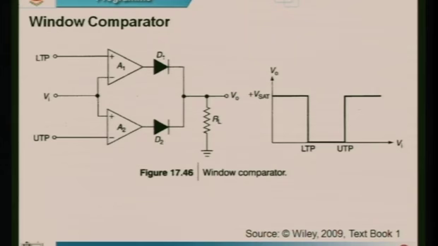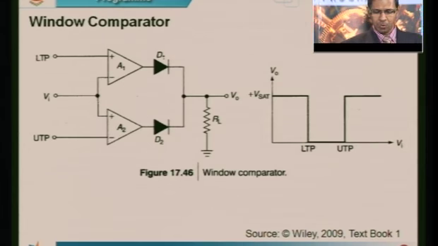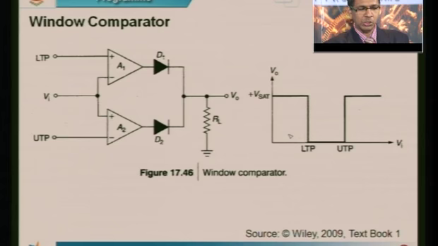Okay. So for that, this is a circuit that we are showing. This consists of two comparators now, because I have to compare two thresholds, right? So let me call one the lower threshold point, and the other one the upper threshold point.